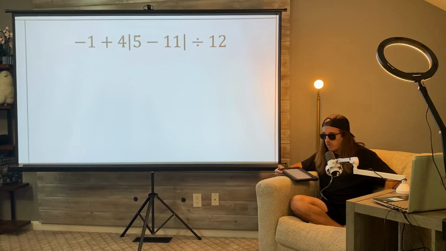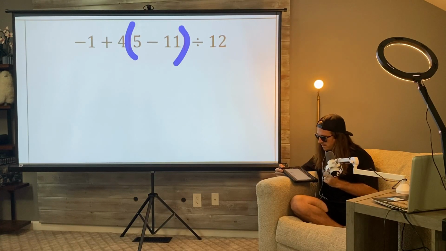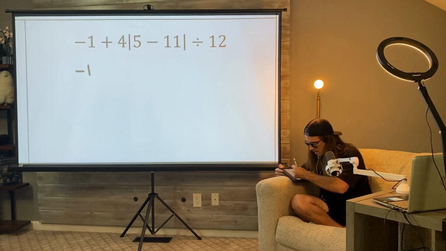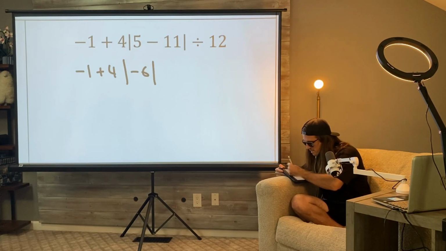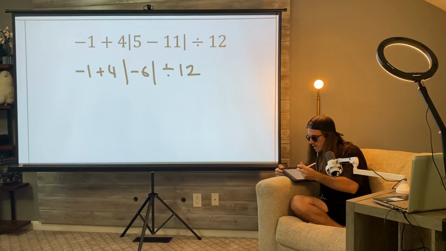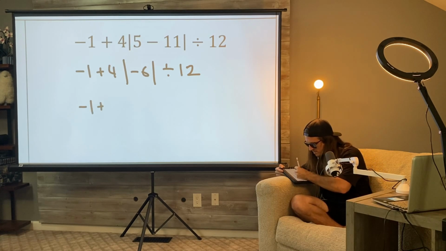Last one in this category. Again, treat it as if there were parentheses here. We'll start on the inside with that 5 minus 11. 5 minus 11 is -6. Now we take the absolute value of that -6, which is +6.